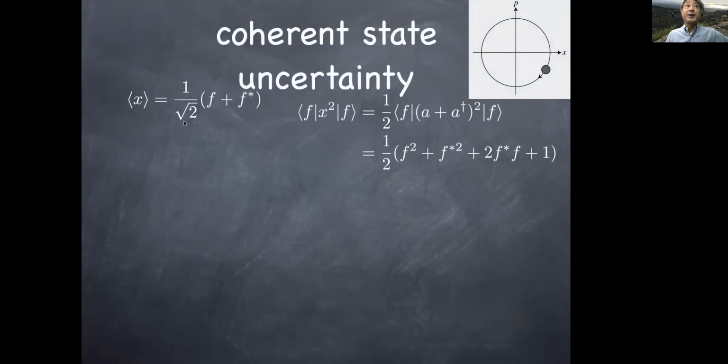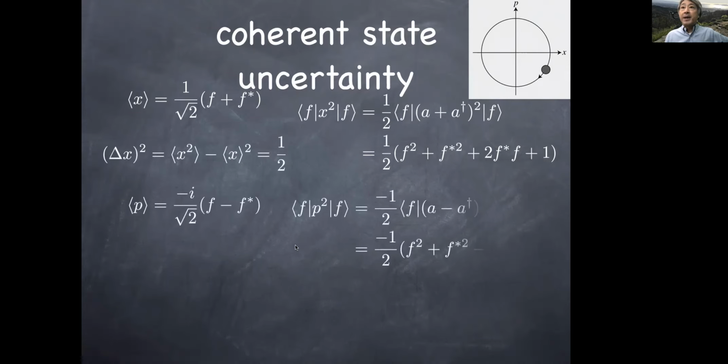So we have already worked out the expectation value of x. Now I need to work out the expectation value of x squared. So I need to compute this one. But because f is an eigenstate of A, f bra is an eigenstate of A dagger acting on the left, this is actually a fairly simple thing to compute. Then it turns out that this is the result. And comparing the x squared expectation value and the x expectation value squared, by subtracting the x expectation value squared, you cancel f squared, f star squared, 2f star f. The only thing that remains is one. So delta x squared, defined this way, is a half, which looks small.